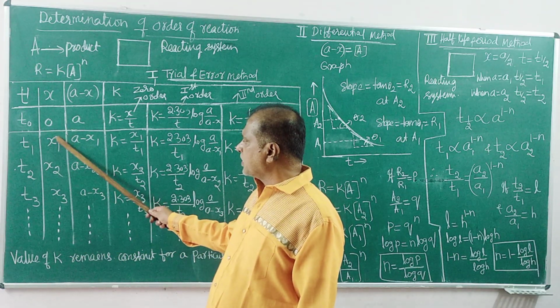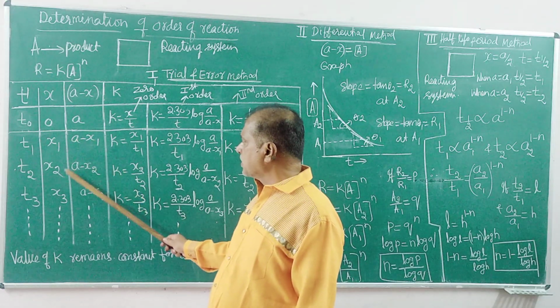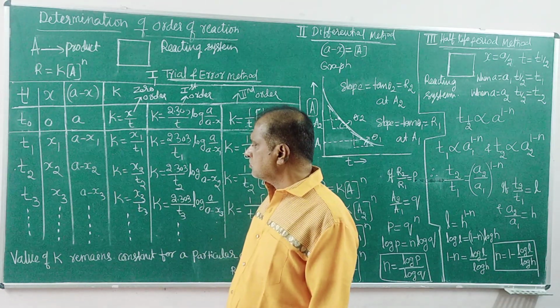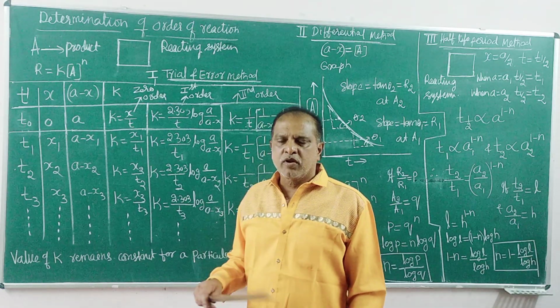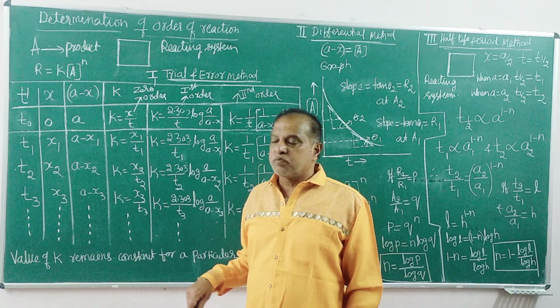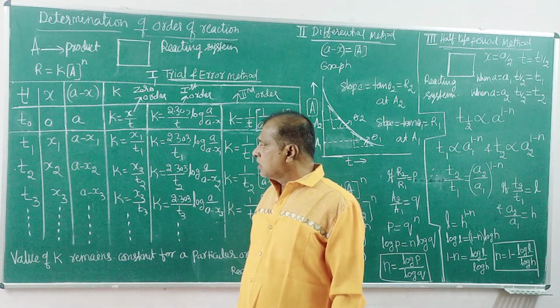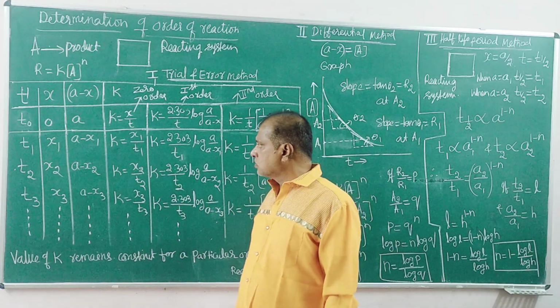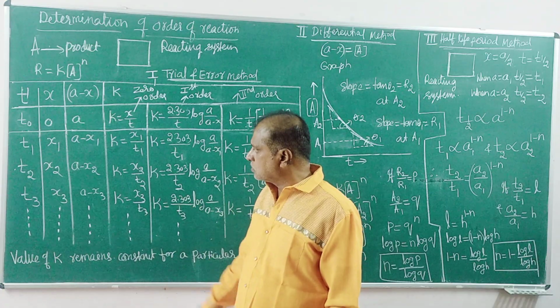What are the values of x, or a minus x, the remaining concentration? The timings, you may take every 1 minute, or every 5 minutes, every 10 minutes, it depends on the velocity of the reaction. Record those values at intervals of time and tabulate them. This is the tabulation of the values.